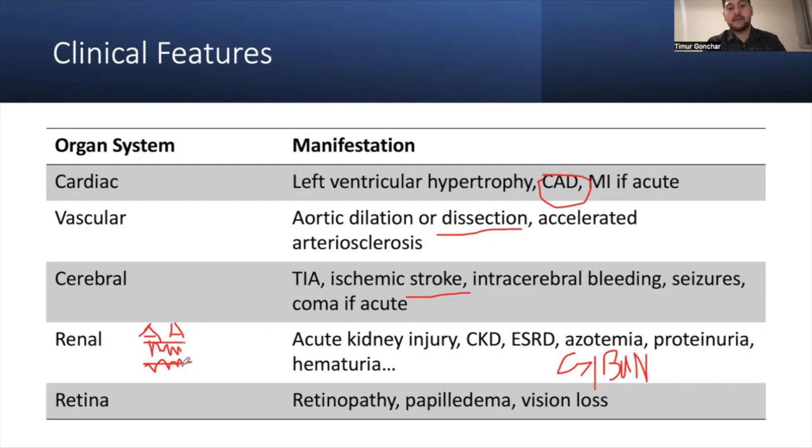that might result in retinopathy due to decreased oxygen supply for the retina, papilledema, which is basically the swelling, and even vision loss if elevated blood pressure is not properly treated.